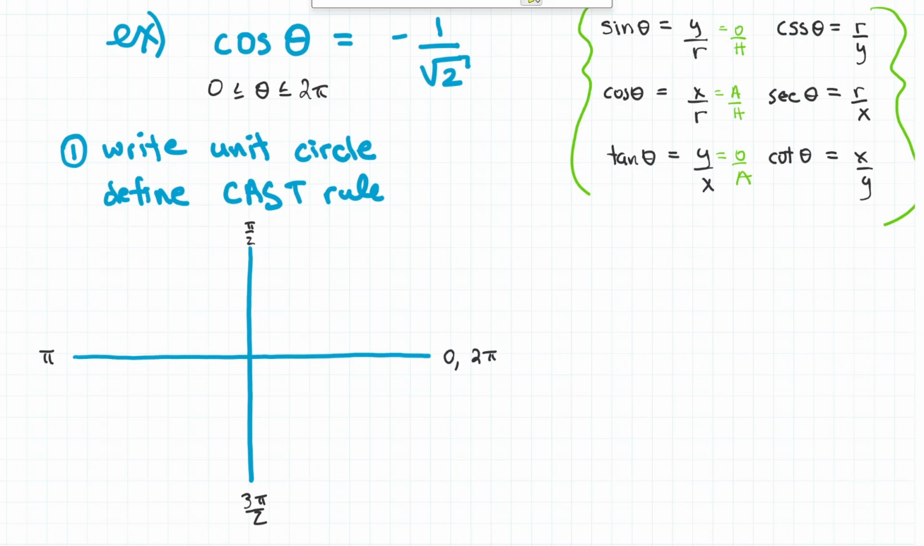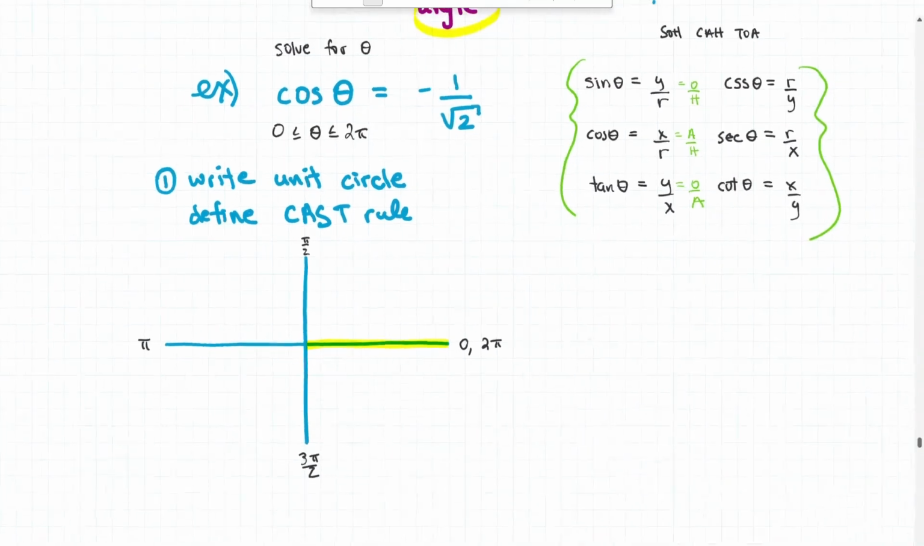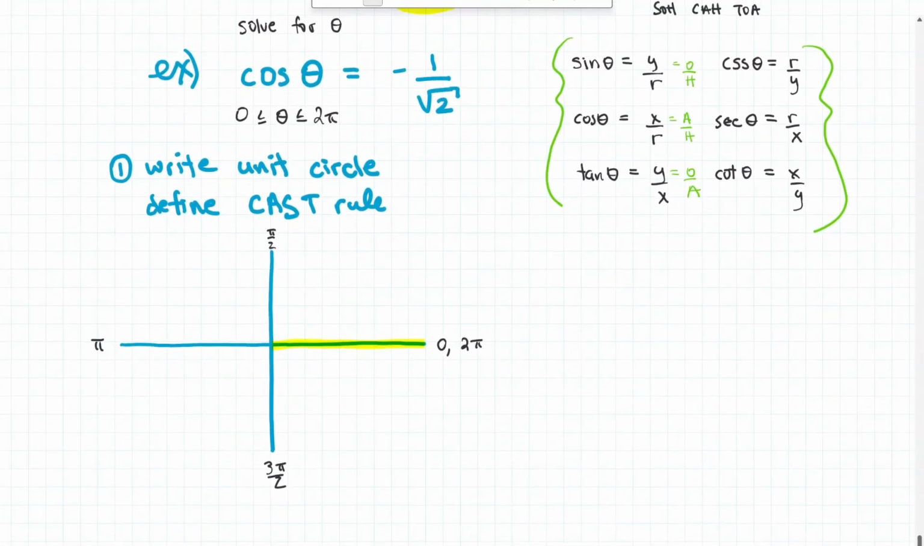This line over here is going to be our principal axis, and then we're going to be moving counterclockwise around this circle. Okay, so what do we do next? We said define our cast rule. So our cast rule, we're going to start in the fourth quadrant here. We write C, A, S, T.